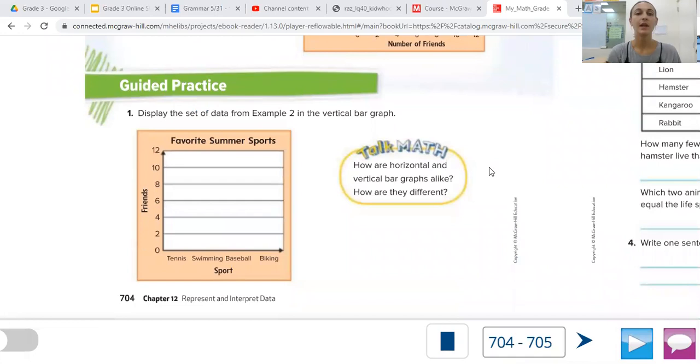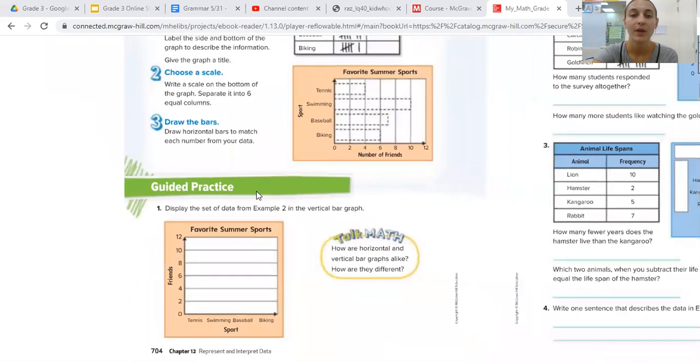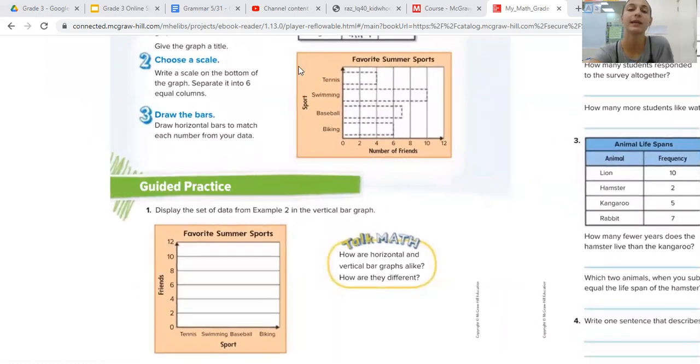Now, this time you're going to display the set of data from example 2 in the vertical bar graph. So all you're doing here is changing this from horizontal to vertical. Vertical is up and down, like the first example. So they filled in everything for you. You just need to turn it kind of sideways. So you see tennis, you know the number is 4, so you're going to draw your rectangle here up to 4 and shade it in. And same for the other 3 sports.